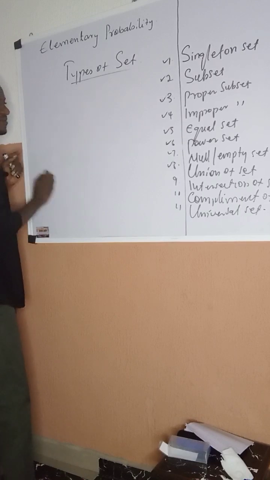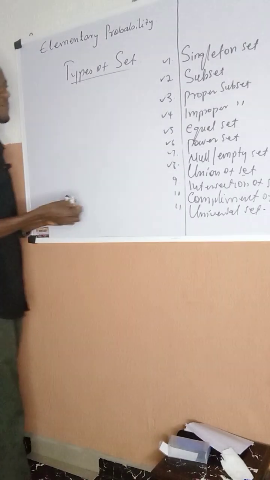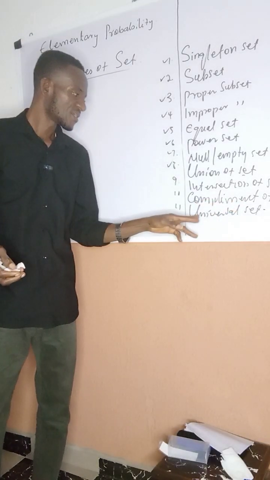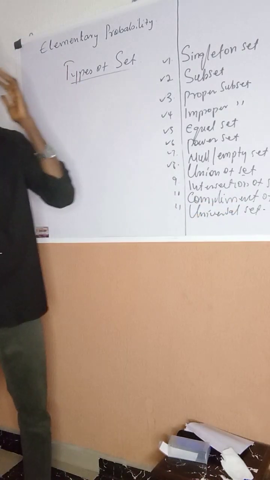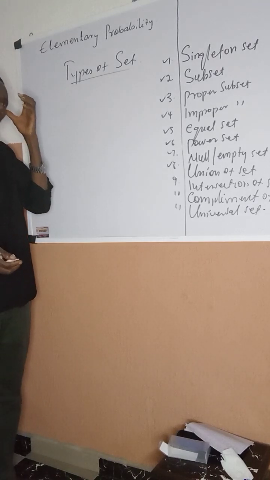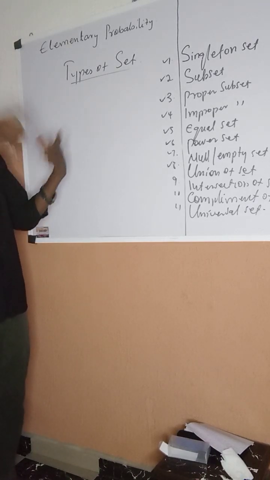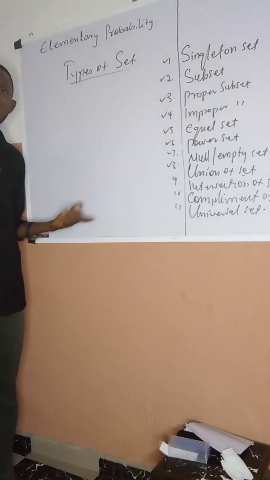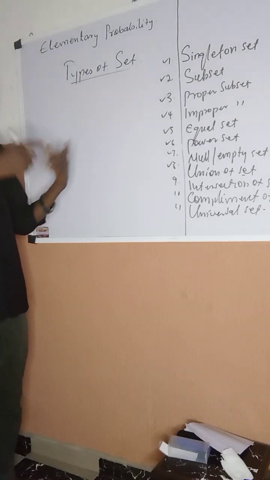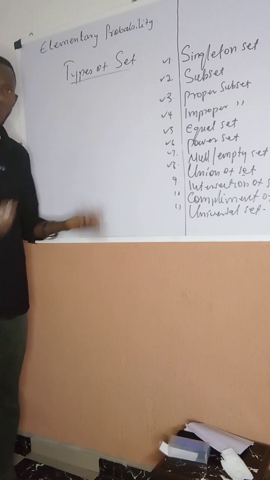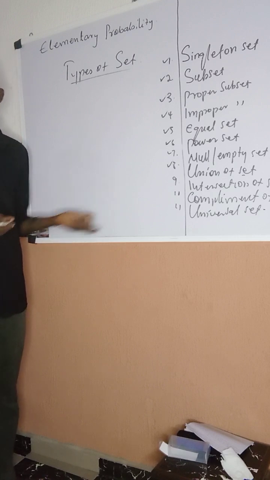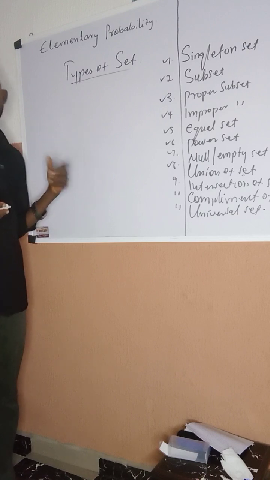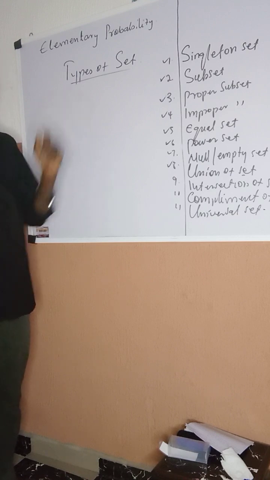Then we go down to what we call complement of a set. Before we talk about this complement of a set, it is better we talk about what we call the universal set. A universal set is a set that contains all the possible outcomes of a trial or all the possible elements that are under consideration. So we can define a universal set to be a set that contains positive integers from 1 to 10.